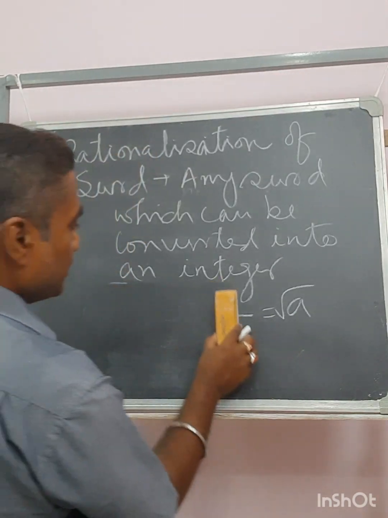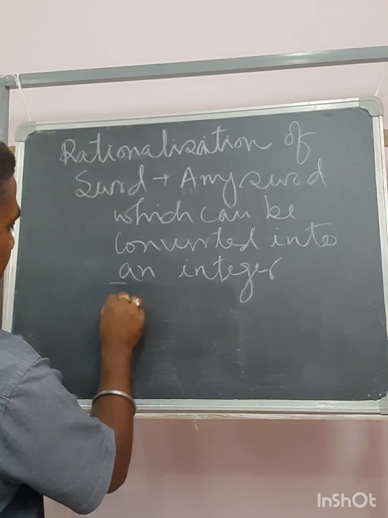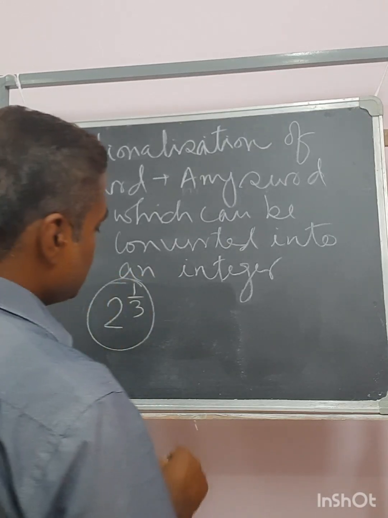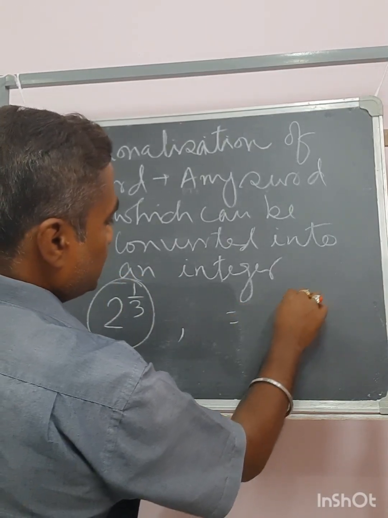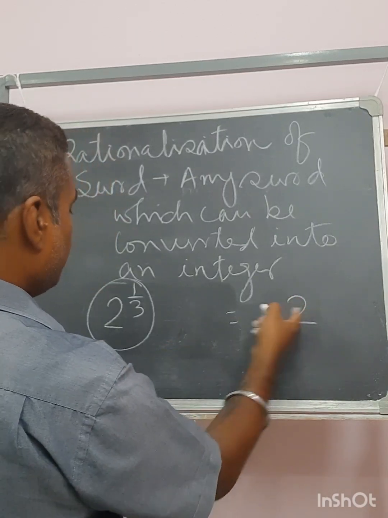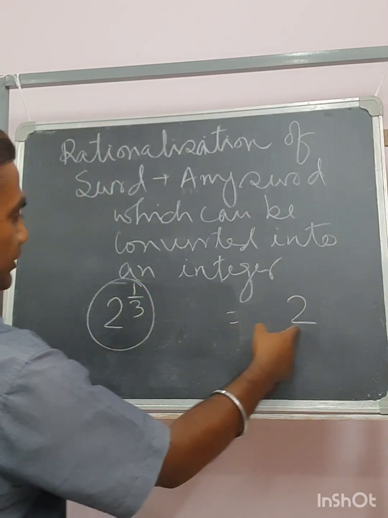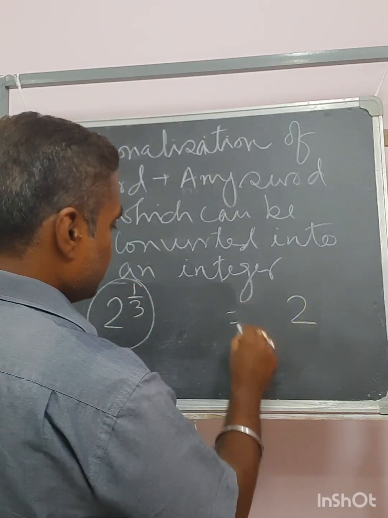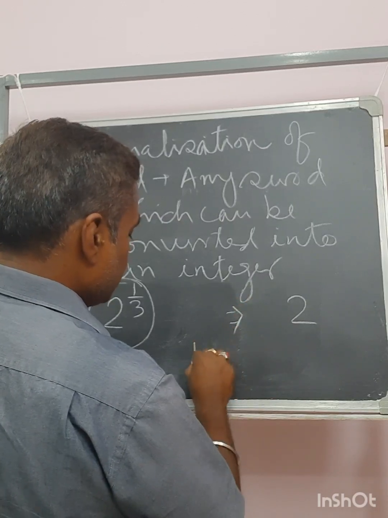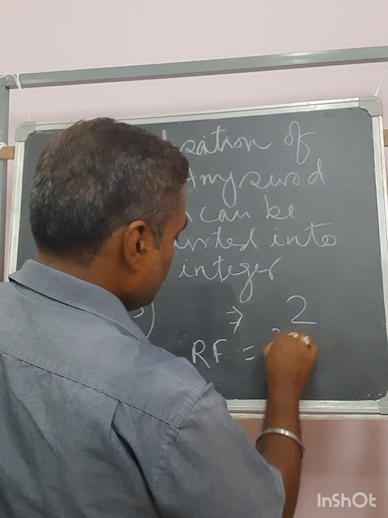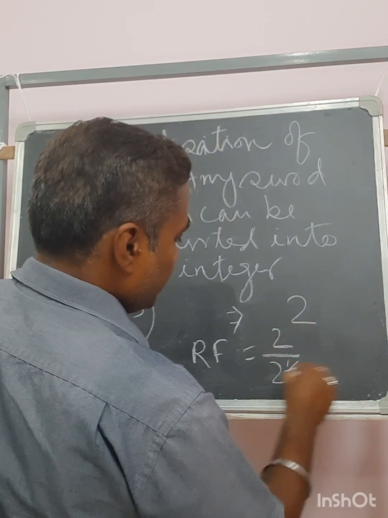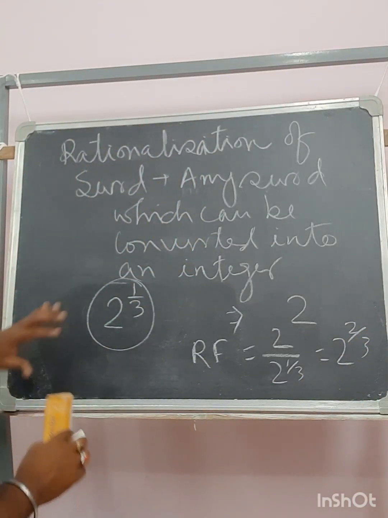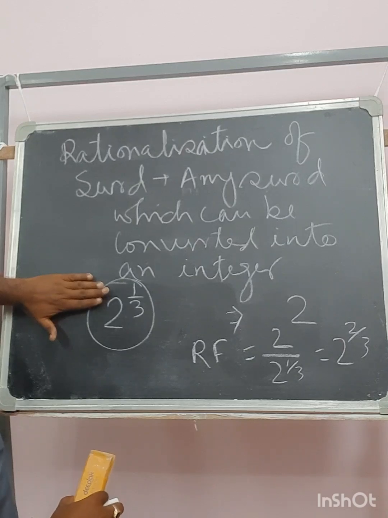Taking an example further to clarify it more, if I say 2 to the power 1 by 3, what could be the rationalization factor for this? Then I know that the nearest integer is 2. So what would be the rationalization factor? Because I know if these are the same, only the power will be involved to calculate the rationalization factor. So the rationalization factor RF is nothing but 2 upon 2 to the power 1 by 3, which is equal to 2 to the power 2 by 3. Okay, so this is the kind of problem where the surd is a simple surd.